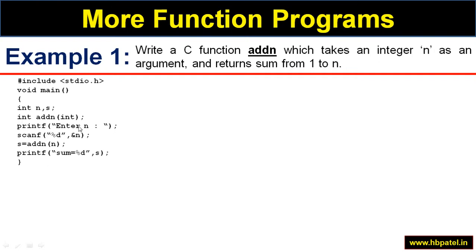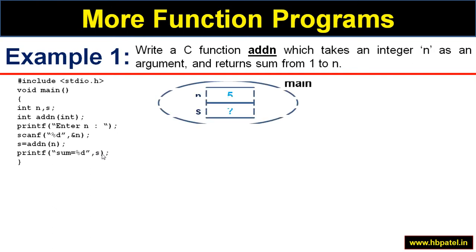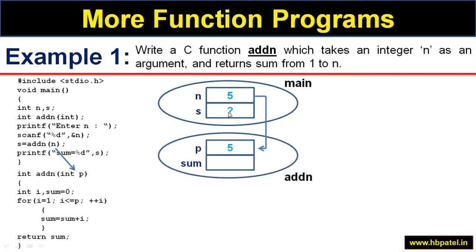Then I am first asking the user to enter n, and once that n is read from the keyboard, I'll be passing it to the function add n, and whatever answer I'm going to get will be assigned into s, and that s is printed. So in main we have two variables, n and s. n is 5, which I'm going to read from the keyboard. s is not known yet, so s I'm going to compute.